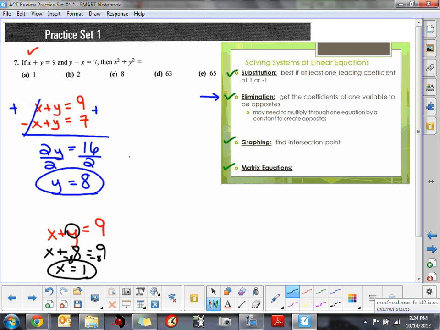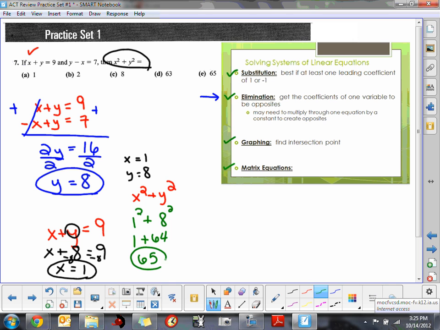So now I know that x is 1 and y is equal to 8, and they want us to evaluate the expression x squared plus y squared. So we put a 1 in for x and square it, and we put an 8 in for y and square it. So we get 1 plus 64. Our expression has a value of 65, and 65 is choice E.